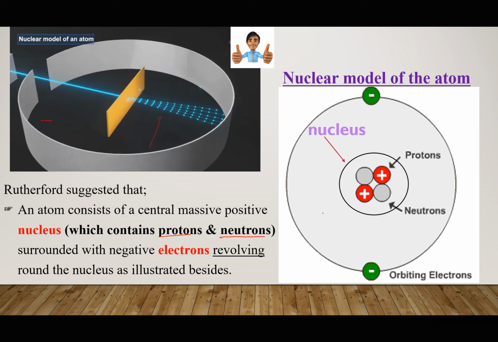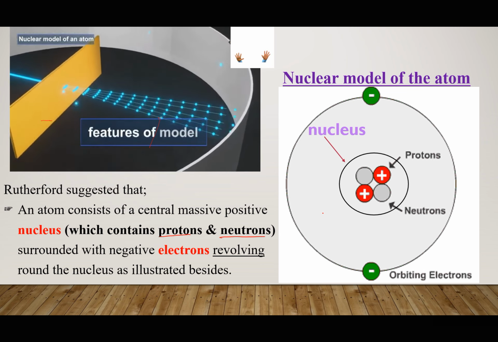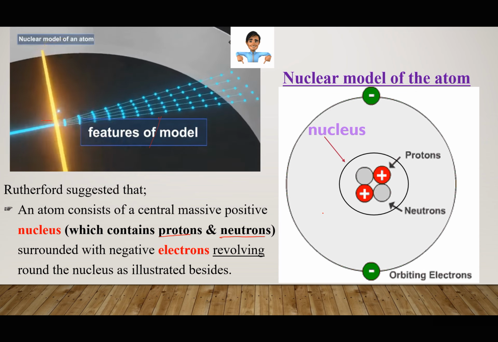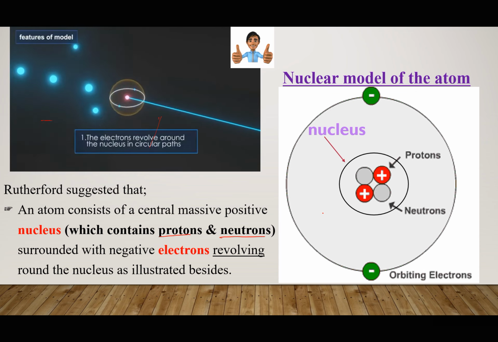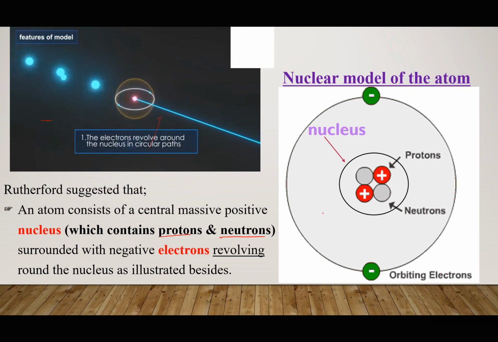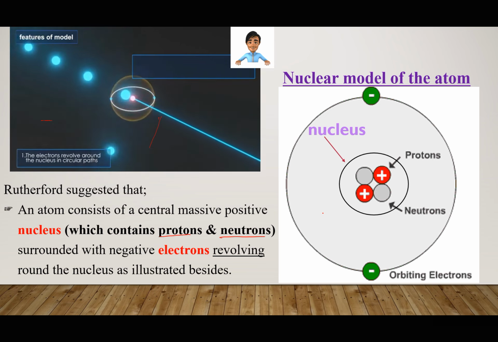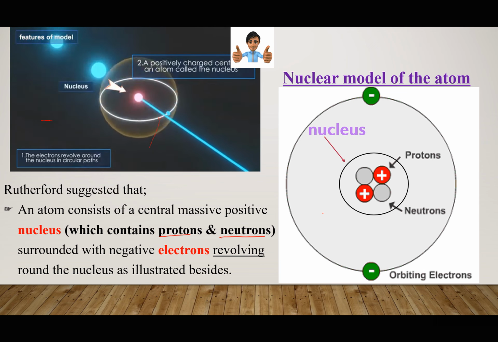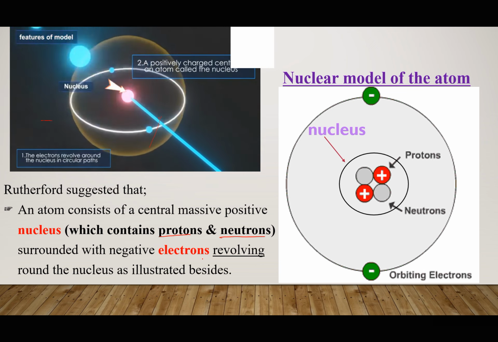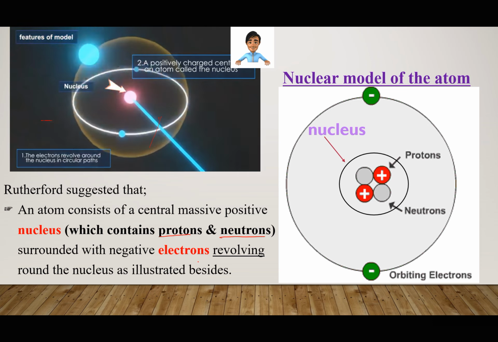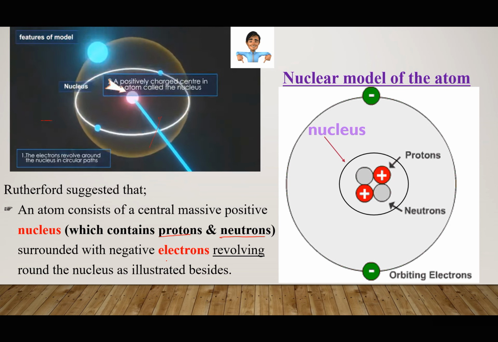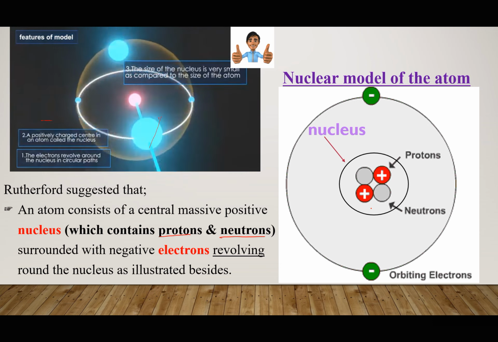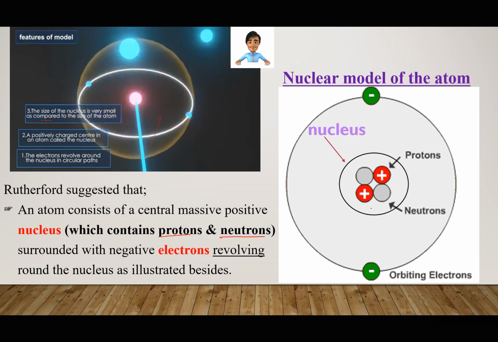That's why we agree to say that most of the atom is entirely empty space. Then the atom is made up of a central massive positive nucleus, which contains protons and neutrons. These are surrounded by the negative electrons revolving around the nucleus, as we have illustrated here. So the electrons are not stationary. According to Rutherford, these electrons are revolving.